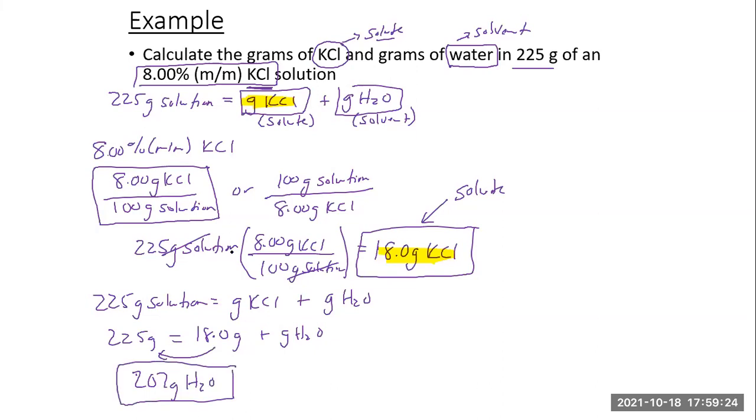So if we take 207 grams of water and 18 grams of KCl, that gives us a grand total of 225 grams of solution, and we will have a solution that is 8% KCl. Any questions on that calculation or percent concentrations?